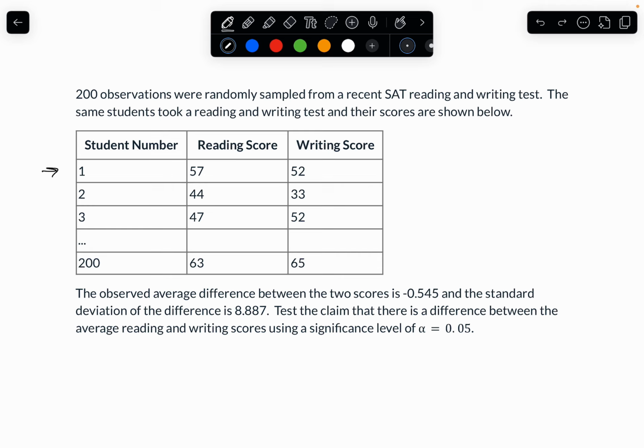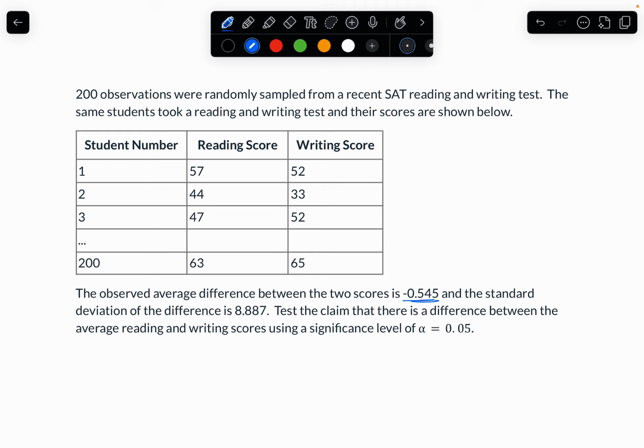And the first thing we'd want to make sure of is, are we working with paired data or independent data? Obviously, we've talked about this up until this point, but we wouldn't want to compare student number 1's reading score with student number 2's writing score. We're trying to compare each student's reading score and writing score, and that's what tells me that this is paired data. So, continuing on, it says the observed average difference between the two scores is negative 0.545.